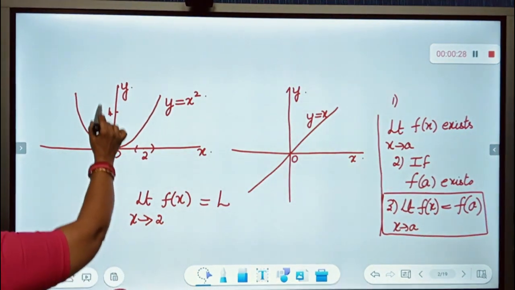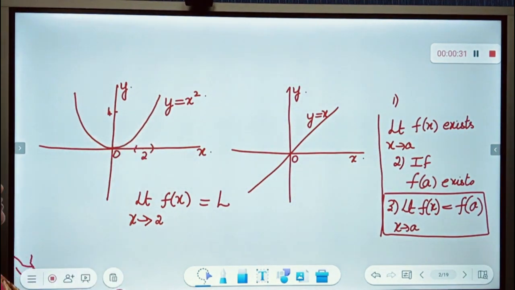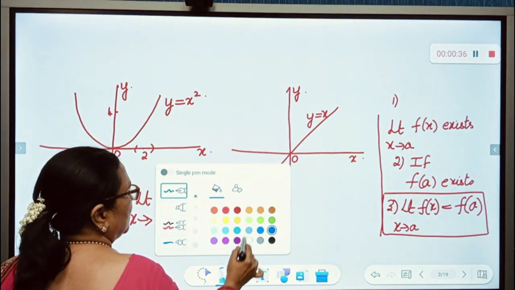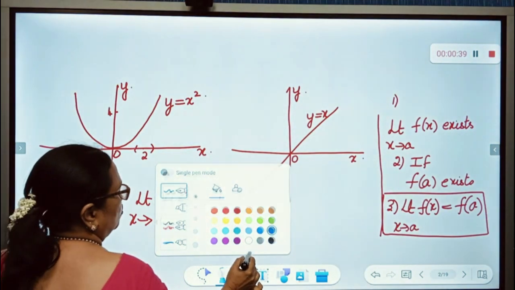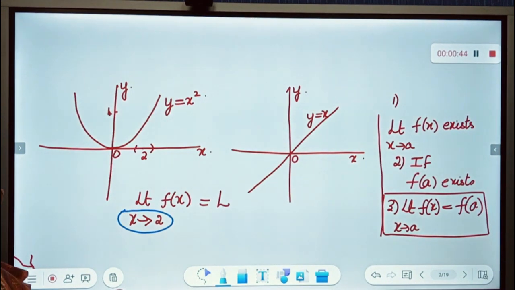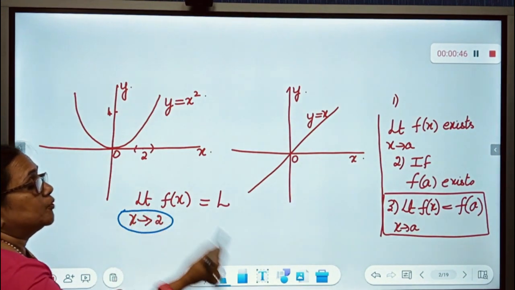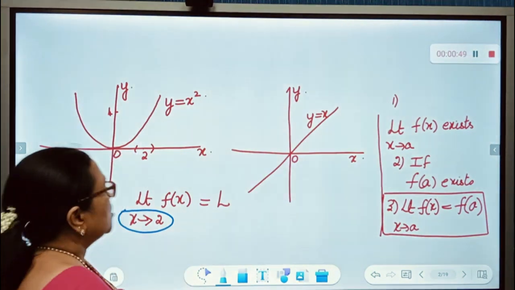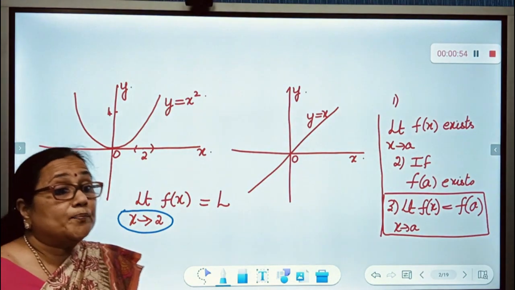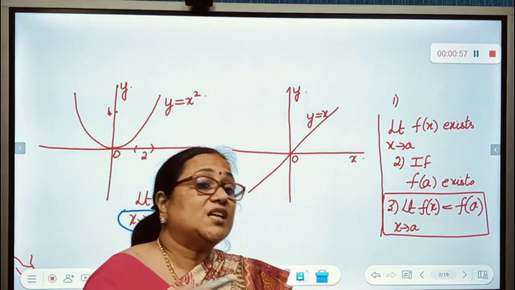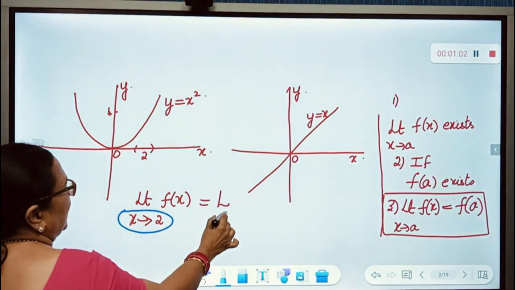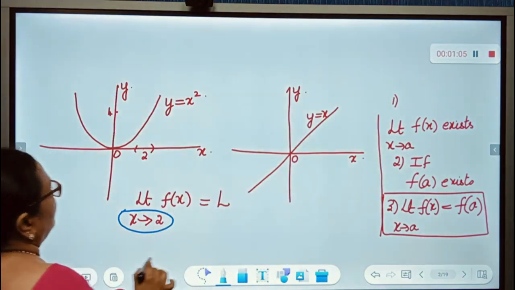Now look at this graph, y equal to x square. Let us assume that we are approaching 2, that is, x approaches 2. That means x takes values very close to 2. What does f of x approach? That is the question we are asking. However small a neighborhood you choose around 2, and whether you approach 2 through values left of 2 or right of 2, if f of x approaches L, L is called the limit of f of x.